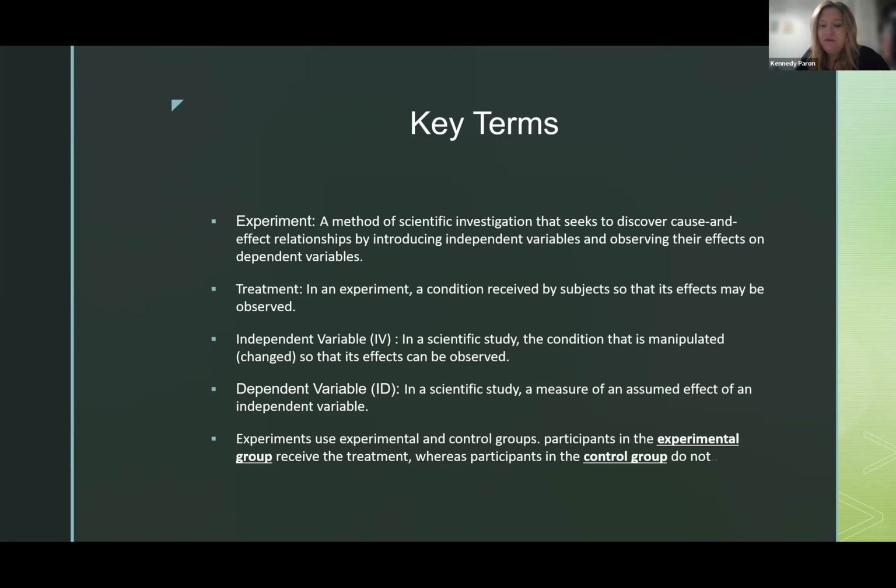So experiments use experimental and control groups. So this is what I was talking about, maybe them getting the medicine, which is the treatment, and the other group getting the placebo, which is non-treatment. So the control group would be compared against the treated group. So participants in the experimental group would receive the treatment, whereas participants in the control group would not receive the treatment. They would receive the placebo or the fake treatment.